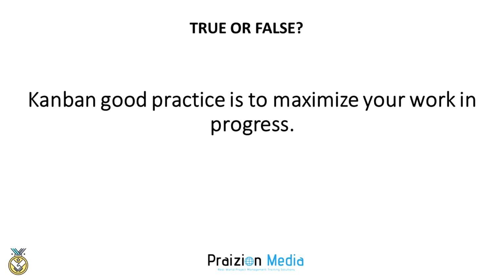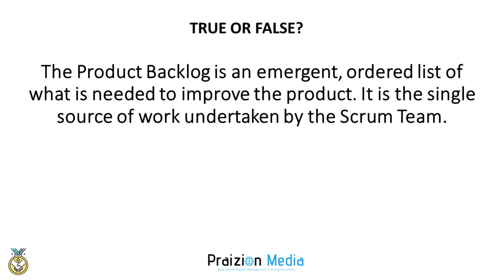Kanban good practice is to maximize your work in progress. False. The product backlog is an emergent, ordered list of what is needed to improve the product. It is the single source of work undertaken by the Scrum team. True.